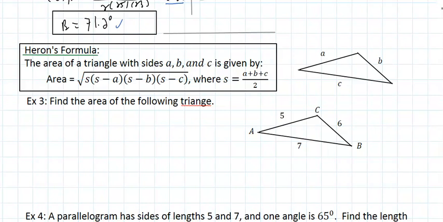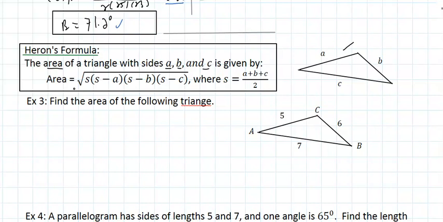Next up is Heron's formula. Given a triangle with sides A, B, and C, no angles, just sides, the area of that triangle is given by this formula. And this formula will be provided on your test if needed.